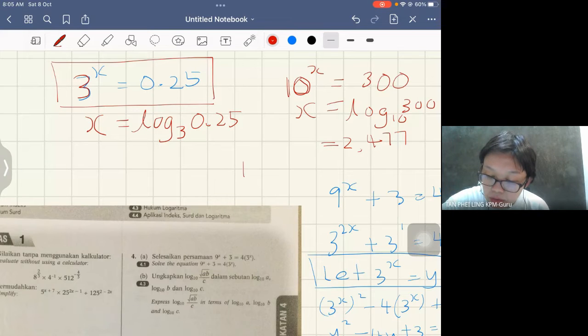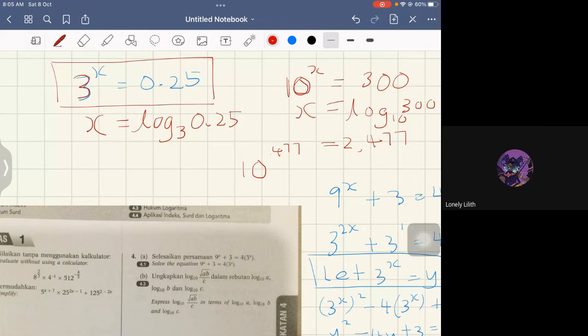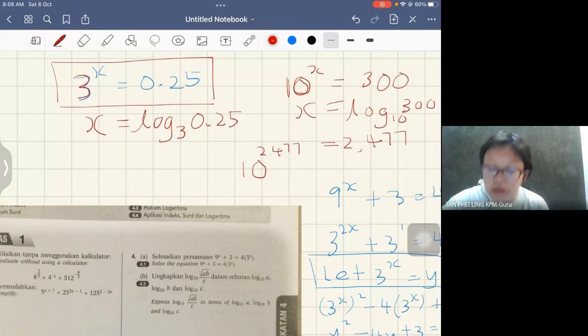Take out your calculator, key in 10 power 2.477. Do you get 300? No, I get 299.91. Yeah, because we round off, right? 0.91, you can round up to become 300. Because we rounded off the 2.477 just now.